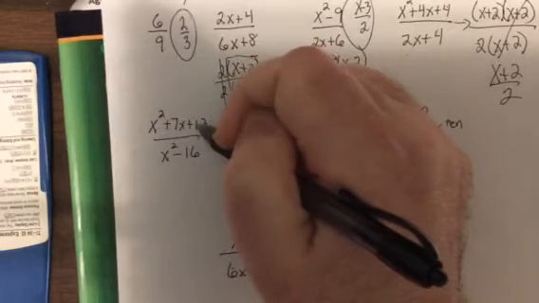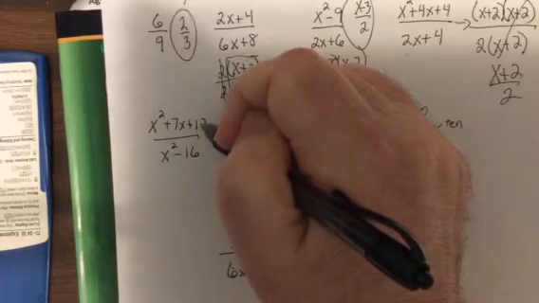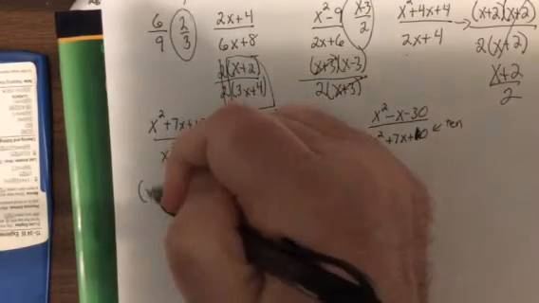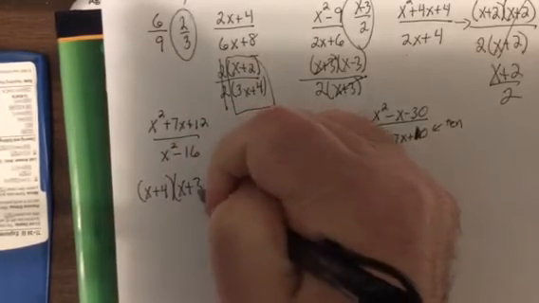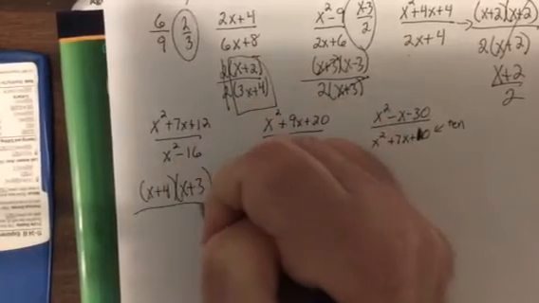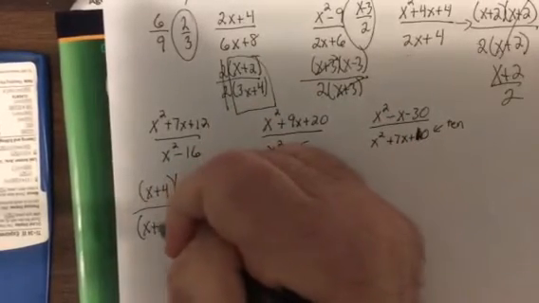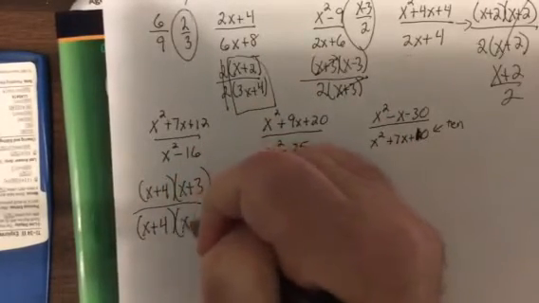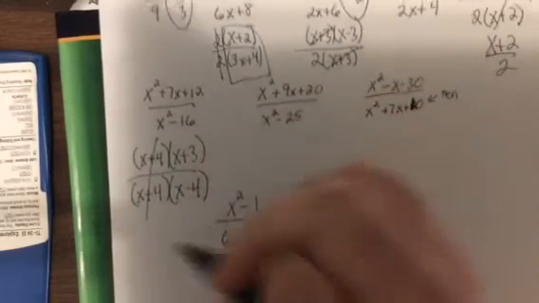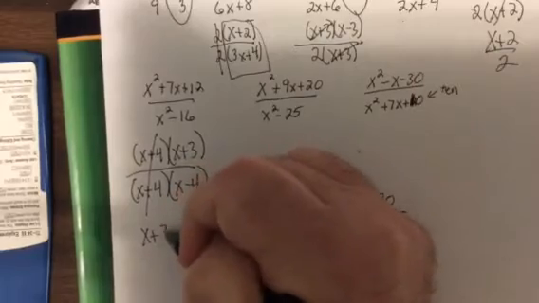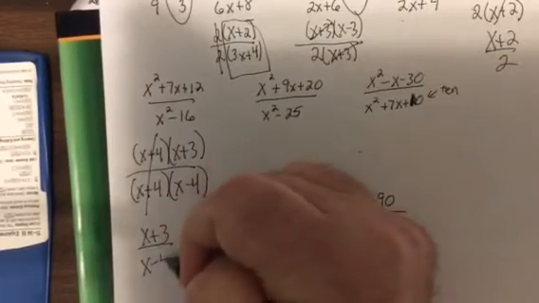Here, last term's plus. So what are the factors of 12 that add up to 7? X plus 4, x plus 3. Here's the difference of squares. So it's x plus 4, x minus 4. So the x plus 4's cancel. Bam! So it'll be x plus 3, x minus 4.